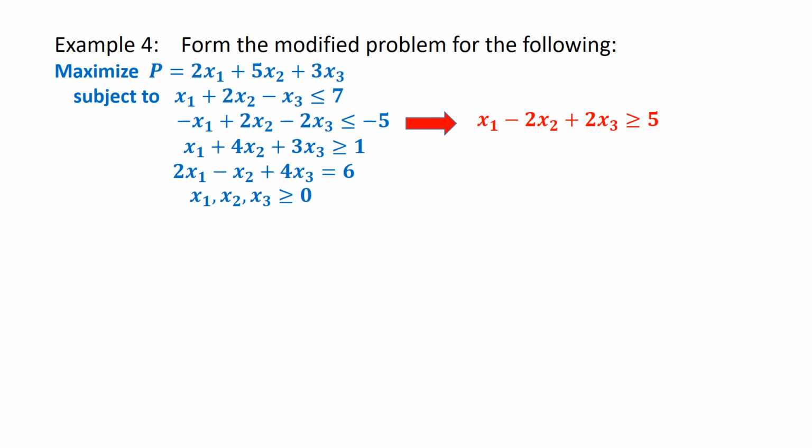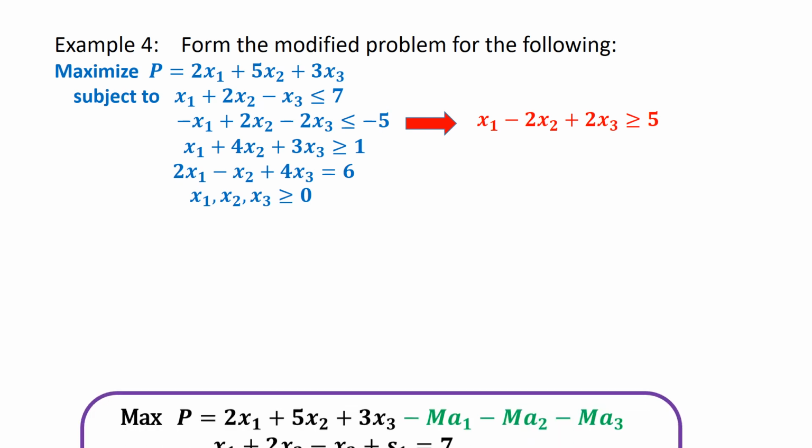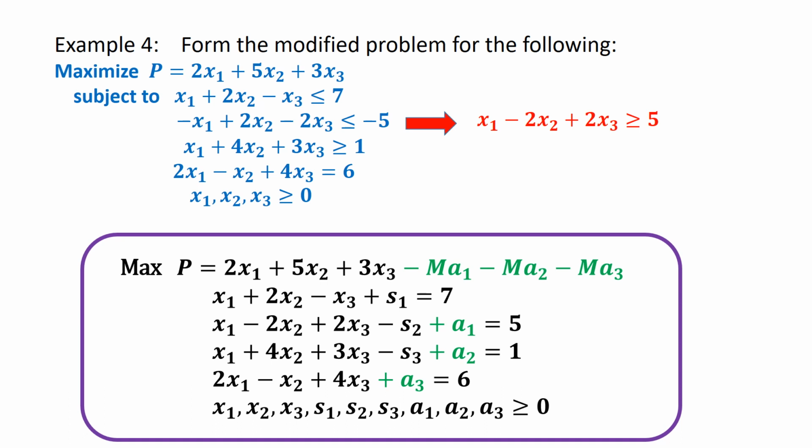So my first constraint is less than or equal to 7. So I'm just going to add a slack variable. So I get x1 plus 2x2 minus x3 plus s1 equals 7. My second constraint is greater than or equal, so I'm going to subtract a surplus and add an artificial. So that gives me x1 minus 2x2 plus 2x3 minus s2 plus a1 equals 5.